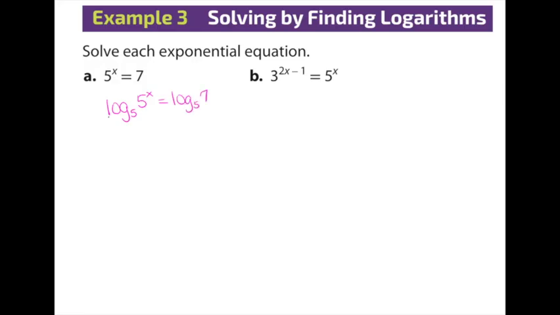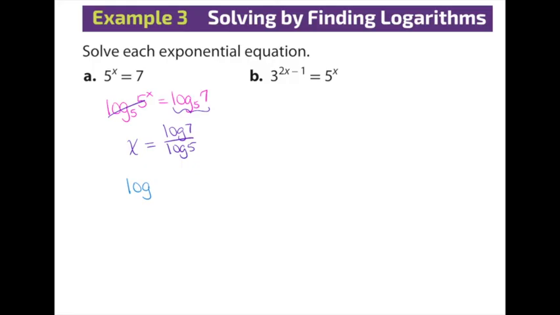What will happen on the left-hand side is this will cancel and I'll be left with x. And over here, I need to do change of base: log of 7 divided by log of 5. That's one way to do it. Easy enough, right? Or you can do common or natural log of both sides.